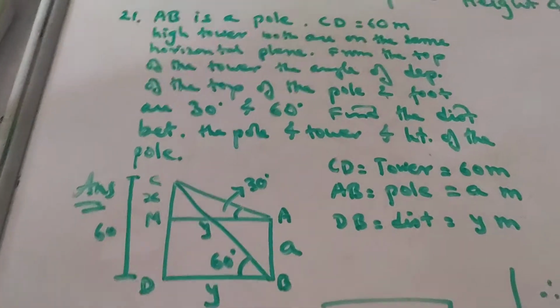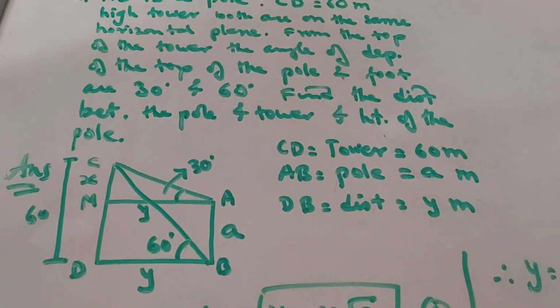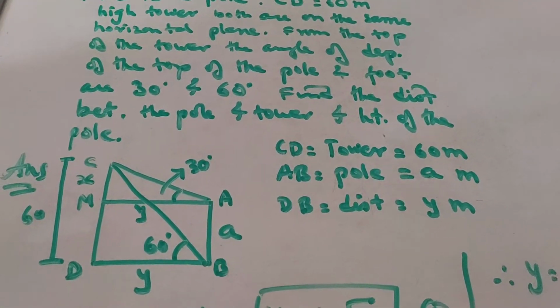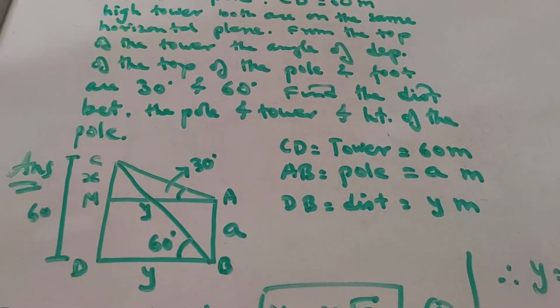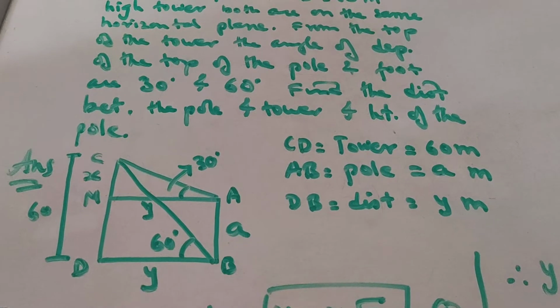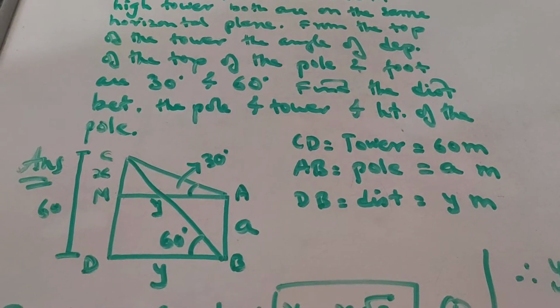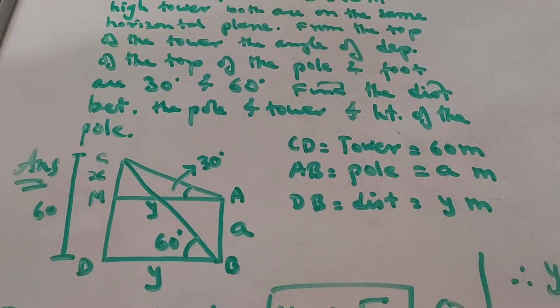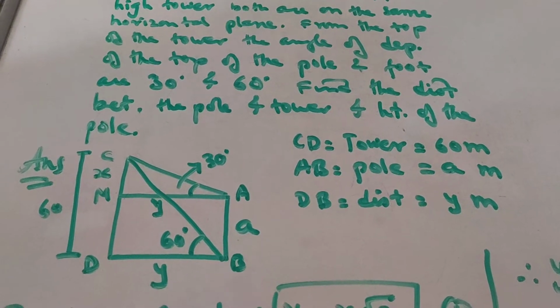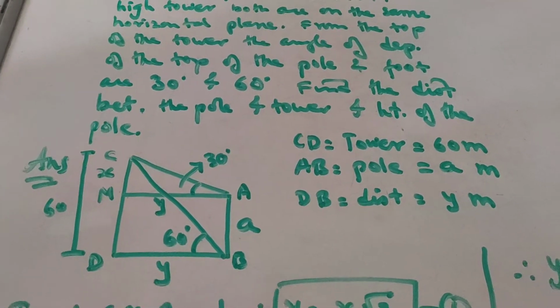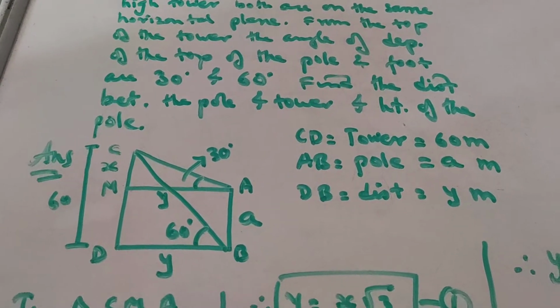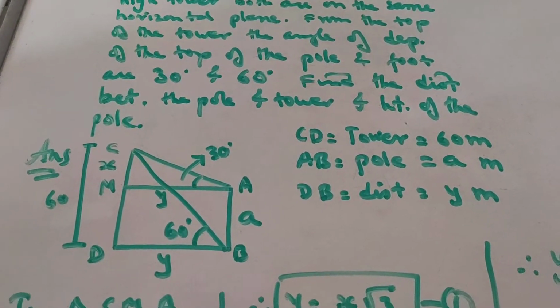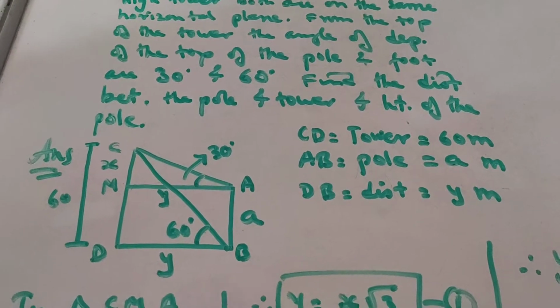So let us draw the diagram. Here CD is the tower. From the top of the tower, the angle of depression to the top of the pole and the foot is 30 degree and 60 degree. So I have mentioned angle A is 30 degree and angle B is 60 degree. AB is the pole, and the height of the pole is x meter, the distance between them is y meter, and the whole height of CD is 60 meter.